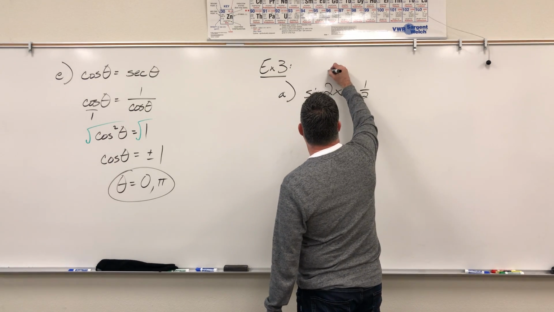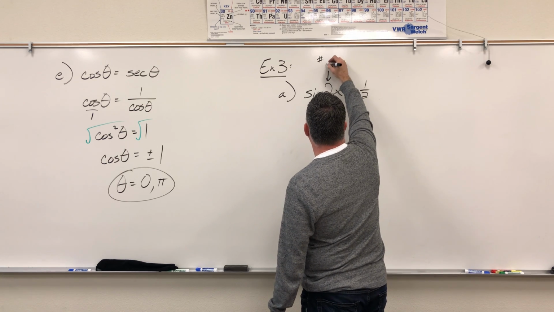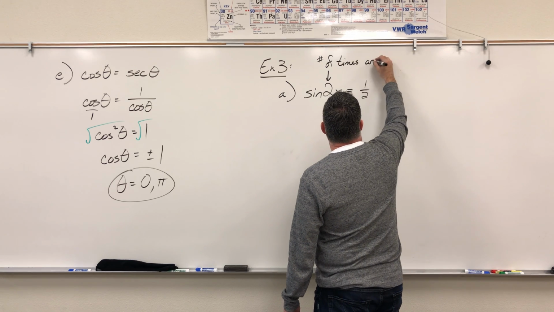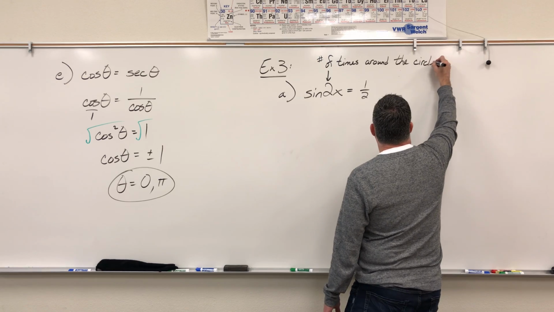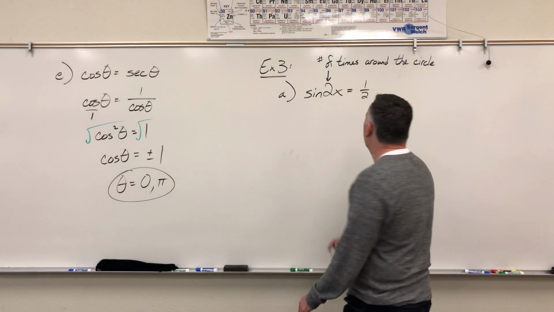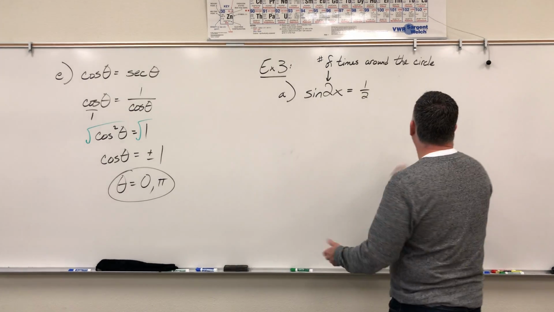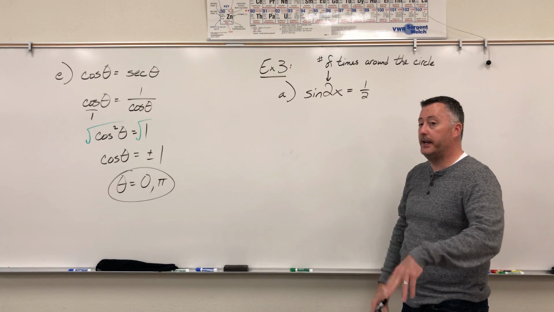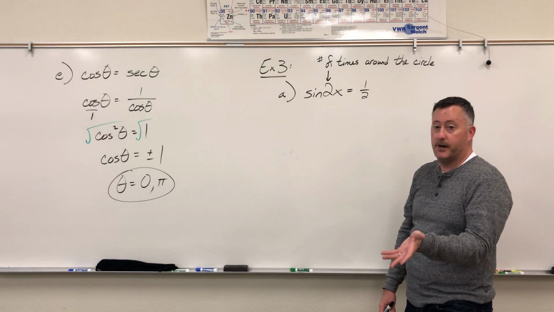So that 2 tells you the number of times around the circle. So the 2 just says, hey, we're going to go around the circle twice. So when you go around the circle more than once, that means you're going to have to add 2 pi to your answers until you've got all of them around, however many times you have to go around.